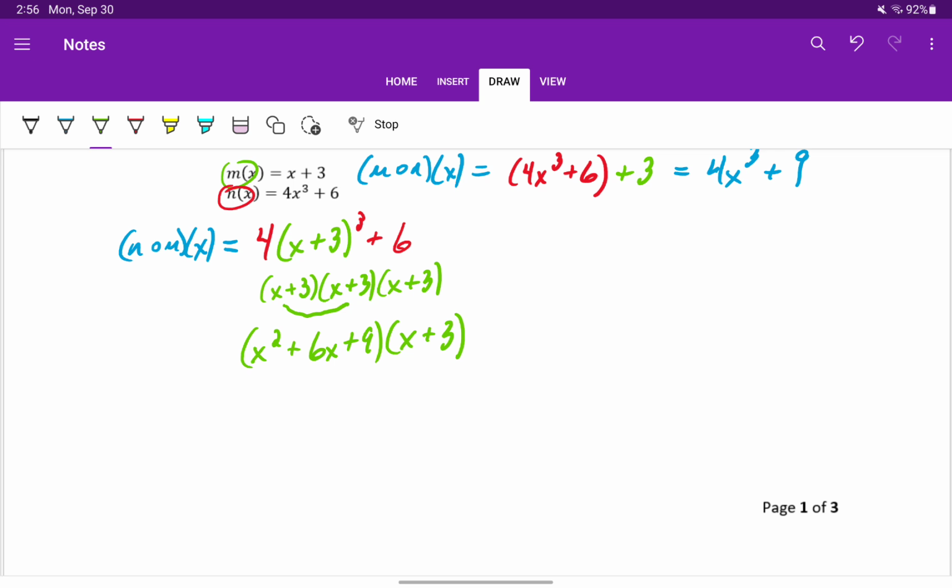And now what we need to do is take every term in this first expression times each term in the second expression, meaning we'll take x squared times x to get x cubed. We'll take x squared times 3 to get 3x squared. We'll take 6x times x to get 6x squared, 6x times 3 to get 18x. We'll take 9 times x to get 9x, and 9 times 3 to get 27.